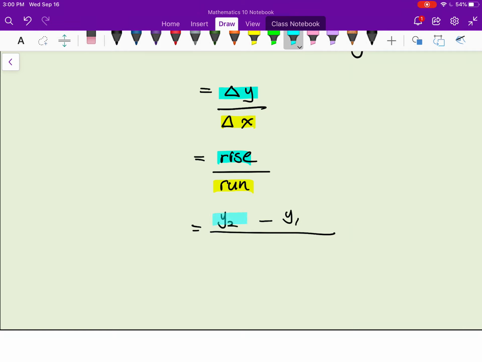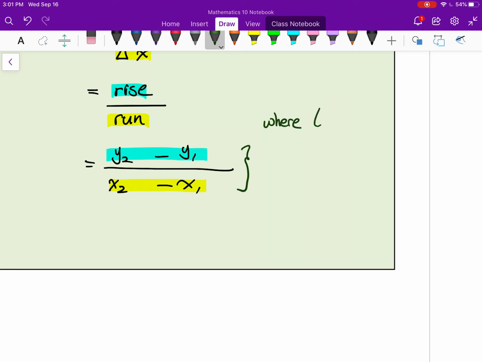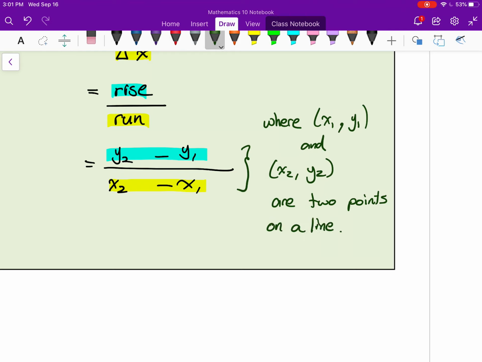And so the last thing I want to write here is a little description of what this y2, y1, and all these mean. This last statement only makes sense if we know that x1 comma y1 and x2 comma y2 are two points on a line or a relationship. And so if you can find two points on a line, if you can subtract the two y-coordinates and subtract the two x-coordinates, you can find your slope.